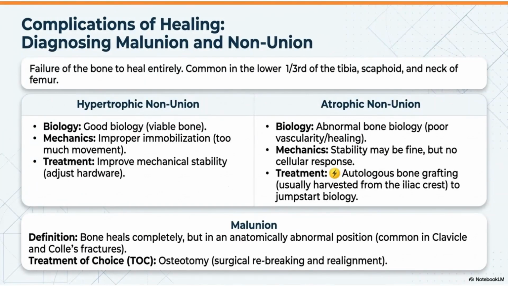Non-union, the failure of bone to heal, is classified into hypertrophic, good biology, poor mechanics, and atrophic, poor biology. Hypertrophic non-union is treated by improving mechanical stability, while atrophic non-union is treated with autologous bone grafting. Malunion is healing in an anatomically abnormal position, with osteotomy as the treatment of choice.